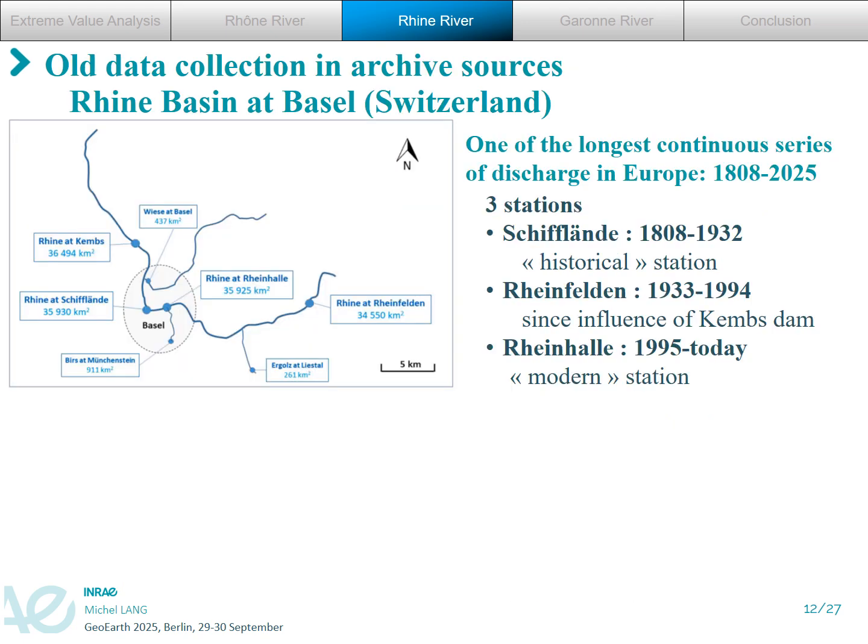At Basel in Switzerland, at the upper part of the Upper Rhine, we have flood data since 1808. It's one of the longest continuous series of discharge in Europe. There was also very interesting work by Wetter in 2011, who did an inventory of historical floods in old Basel since 1225.